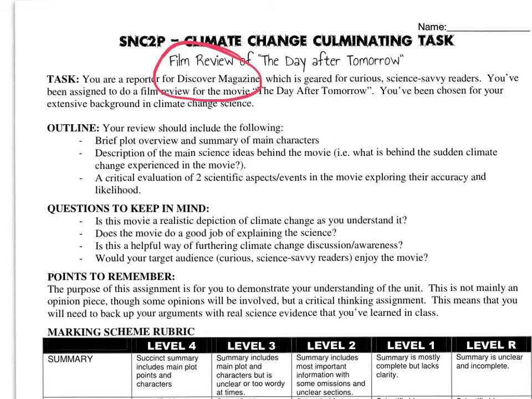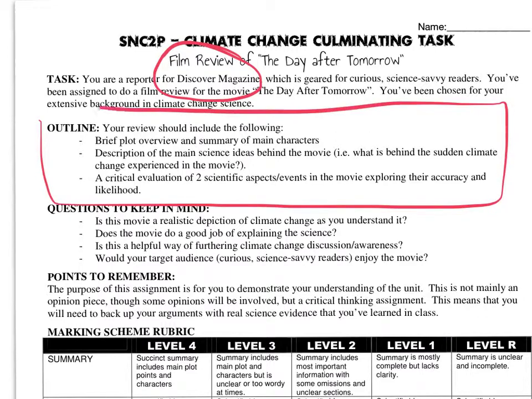But the outline, what you're going to basically be outlining for me in your film review, are these things right here. So you need a brief plot overview, a summary of the main characters, a description, and this is the important one here, a description of the main scientific ideas behind the movie. And finally, you're going to be looking at a critical evaluation of two scientific aspects in the movie. Specifically, you're going to be looking at their accuracy and their likelihood.